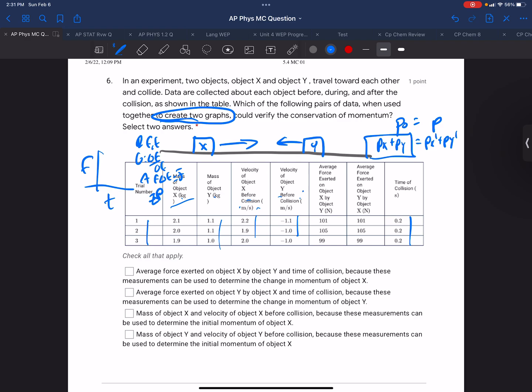So if we know the changes in momentum, if they are equal and opposite to each other, then we know momentum will be conserved. So average force and time of collision is a possibility. Average of force on x and y, time of collision is a possibility.